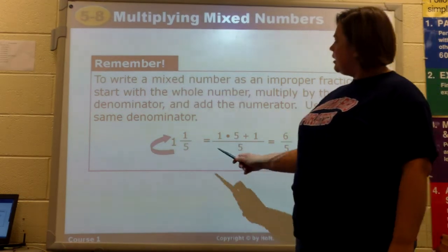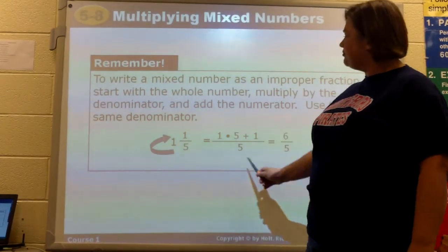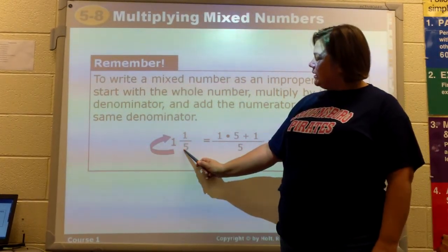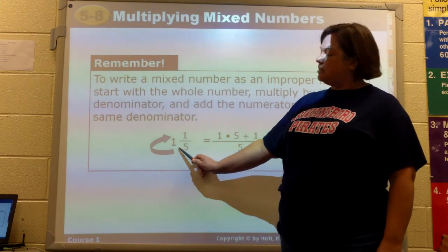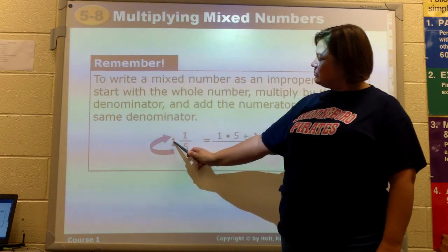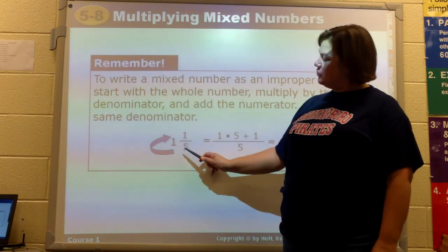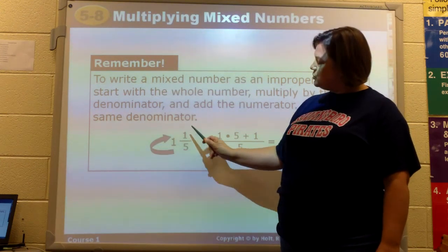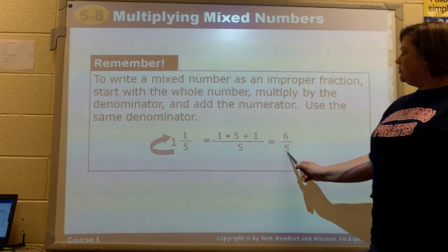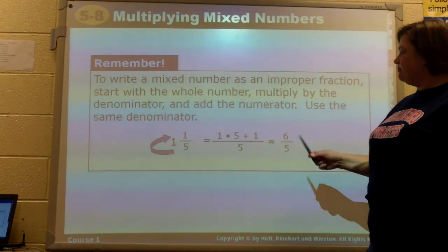Remember, to change a mixed number into an improper fraction, you multiply the denominator times the whole number, so 5 times 1 is 5, plus the numerator, so 5 plus 1 is 6. You keep the denominator the same.